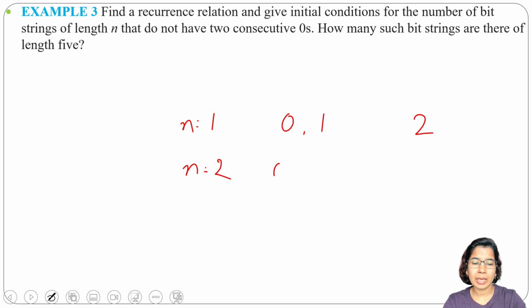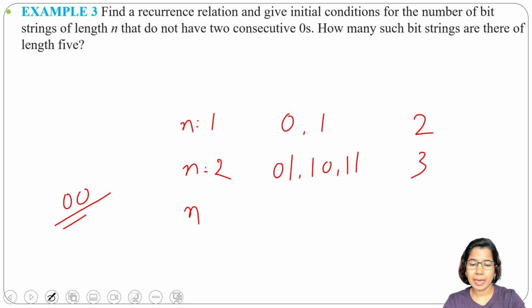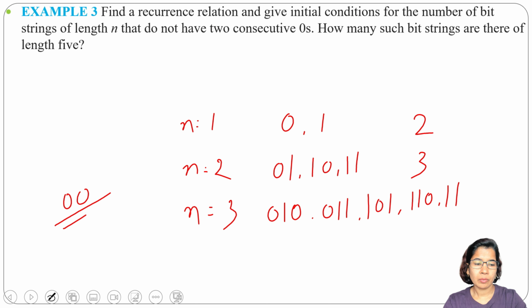For n equals 2, there can be 01, 10, 11. 00 has two consecutive 0s, so 00 cannot be in this sequence. So for n equals 2, there are 3 bit strings, right? Then for n equals 3: 010, 011, there can be two consecutive 1s but no two consecutive 0s, 101, 110, 111. So there are 5 bit strings having no two consecutive 0s.